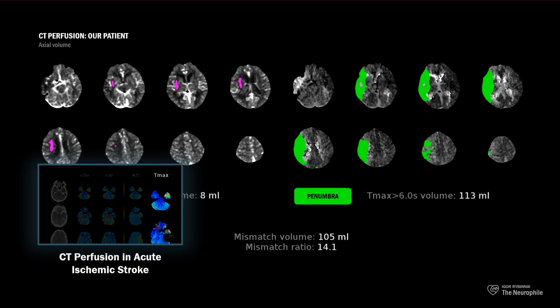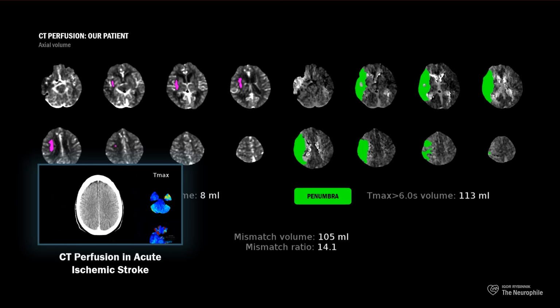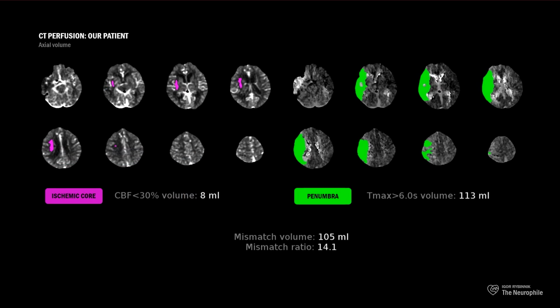There's a more in-depth discussion of CT perfusion on our channel if you're interested, so it's not that important to dwell on it now. We're not trying to turn you into a neuroradiologist. But based on the colors, does our patient have brain tissue left to save? Absolutely! The mismatch ratio is 14.1. There's 14 times more penumbra than core.